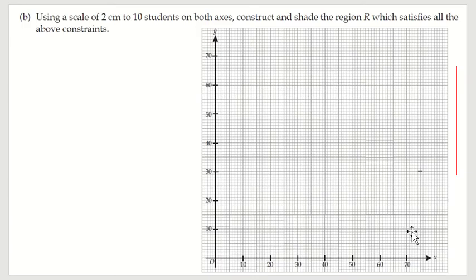Okay, so now we go to B. Using a scale of 2 cm to 10 students. 2 cm to 10 students. 2 cm means 10 boxes, 10 small boxes. Peta kecil ini, 10 peta is 2 cm. 2 cm to 10 students on both axes. Okay, this is the horizontal axis. Then this is the vertical axis.